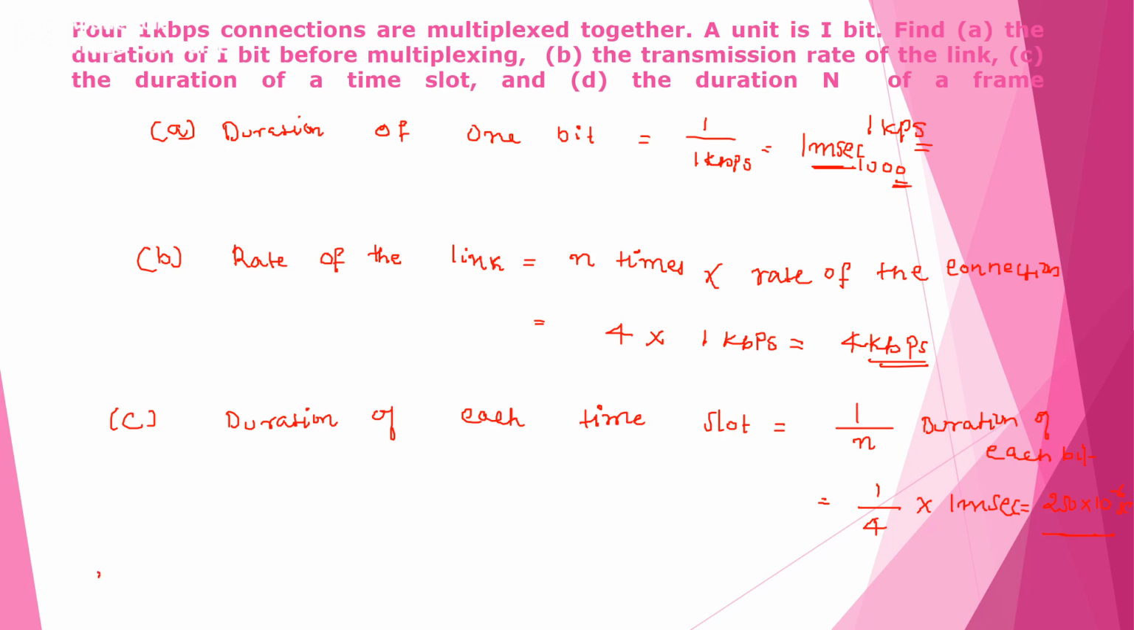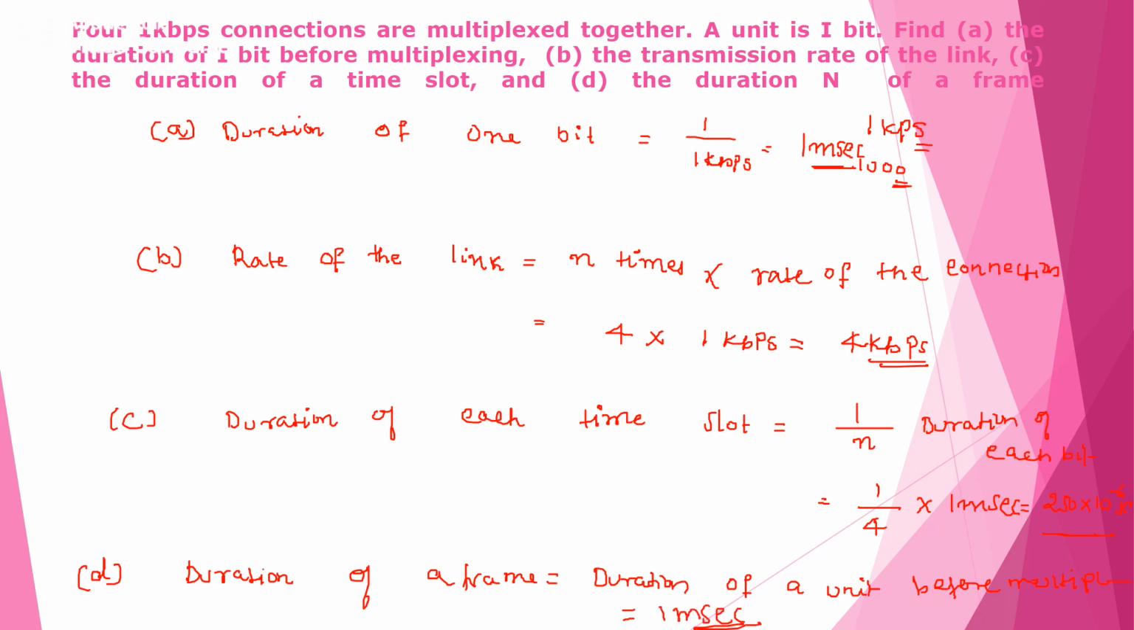So the last one is case D. We have to compute the duration of a frame. That will always be equal to the duration of a unit before performing the multiplexing operation. So that is equal to 1 millisecond. That is nothing but the duration of 1 bit.